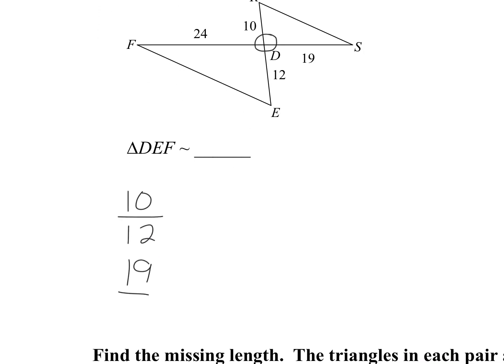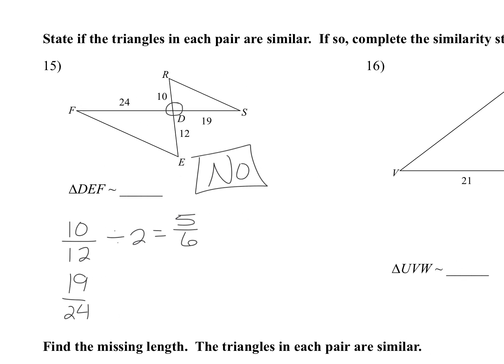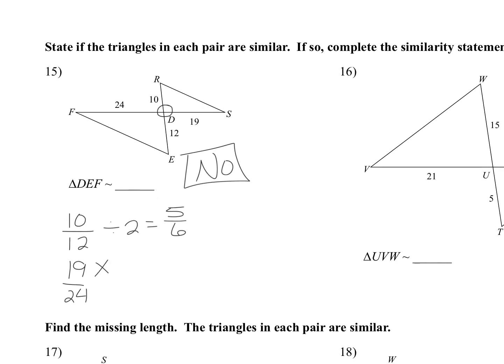What can I divide 10 over 12 by? 2. Divide by 2. That should be 5 over 6. 5 over 6. What can I divide the bottom one by? Nothing, right? So what does that tell us? No. This is no. Yep. 16 is very similar to the one we just did. I'll leave that one for you to try.